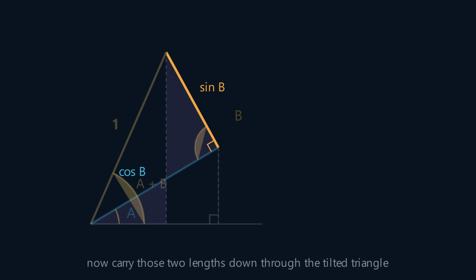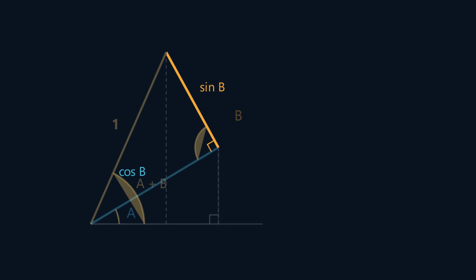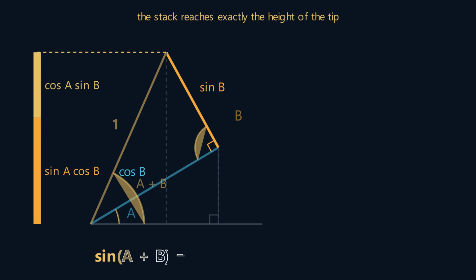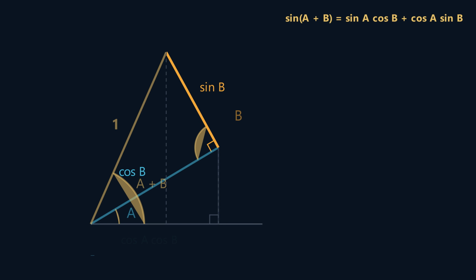Then carry those 2 lengths down through the lower triangle, which is tilted by A. The cosine B piece, tilted by A, contributes a height of sine A times cosine B. The sine B piece, also tilted, contributes a further cosine A times sine B. Add them, and the total height of the tip is sine A cosine B plus cosine A sine B. But the tip is on a unit length line at angle A + B, so its height is simply the sine of A + B. Run the same argument horizontally, and you get the cosine version, with one surprise.